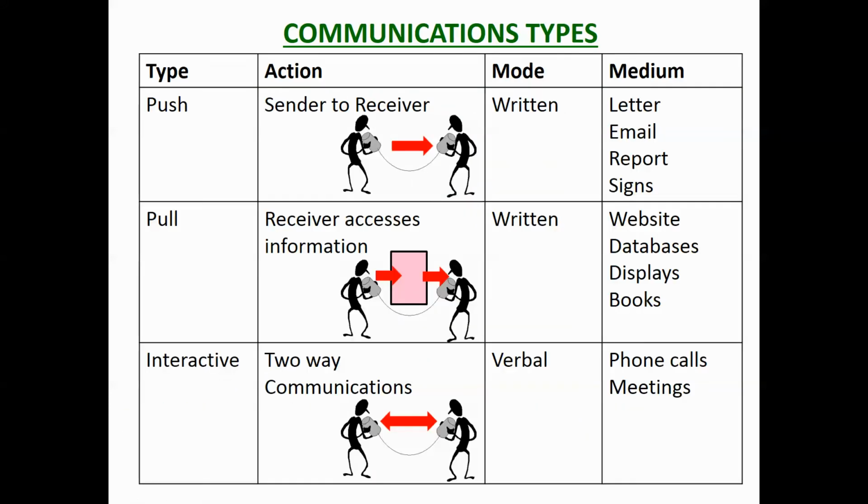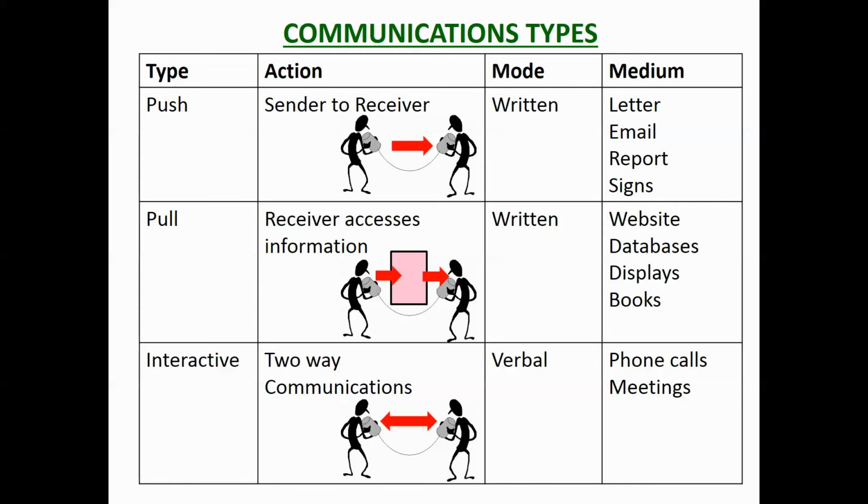There is push communication. This is sender to receiver. In other words, I say something and you're in the room and you listen to it, or I send you a letter. So examples of push communication are written, spoken. It could be a video like this. So this video is a push communication. Well, actually it's a pull communication because you're downloading it. But if I rang you up and talked to you on the phone, that would be push communication. So it's a letter, email, reports, signs, all those sort of things.